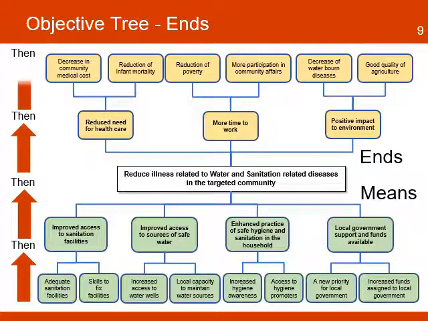The same change is done with the problem effects. They are transformed into ends or overall objectives, using the same process by rephrasing each effect into a positive desirable condition. If there's a reduction in illness related to water and sanitation, then there will be a reduction in the need for healthcare, which will then result in a decrease in community and medical expenses.